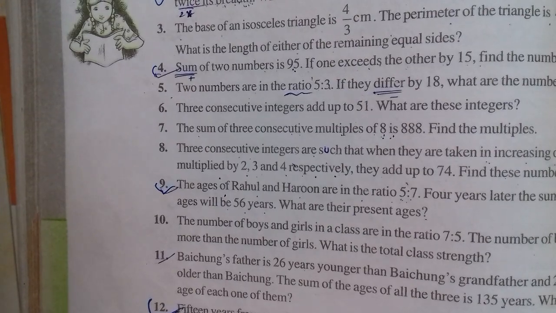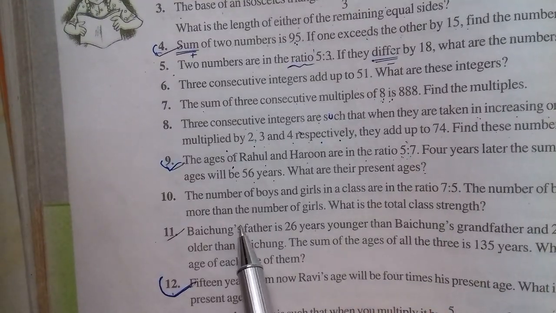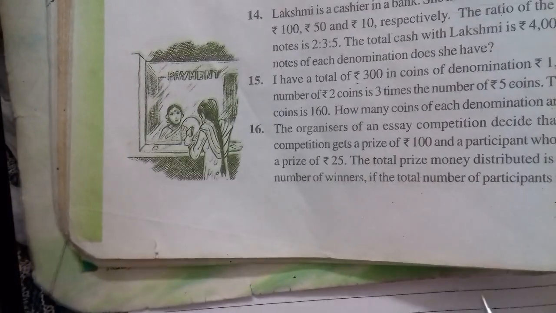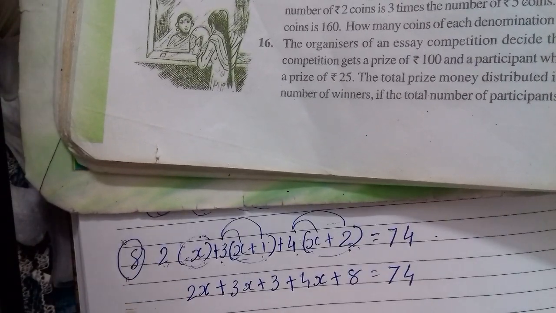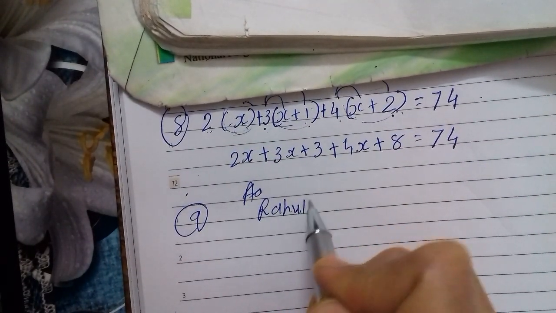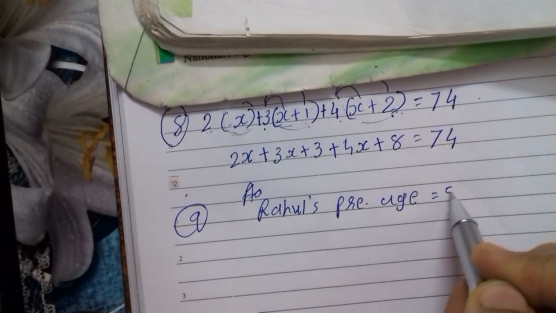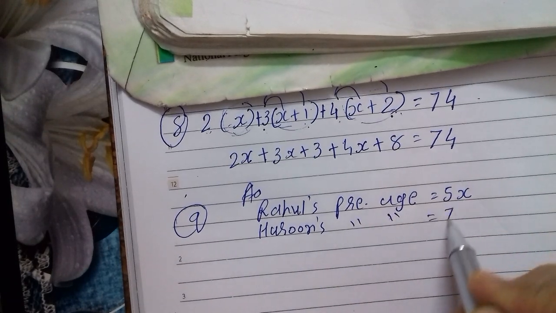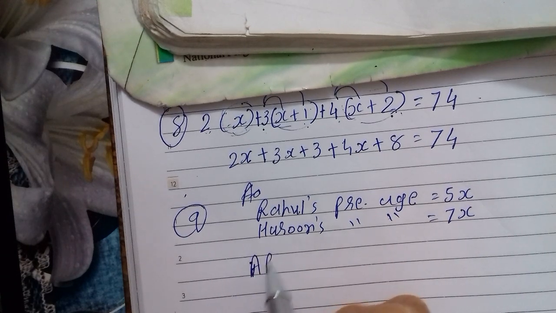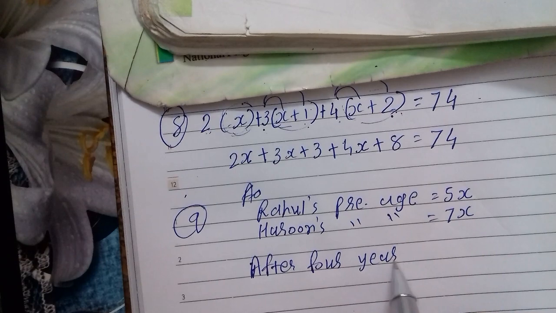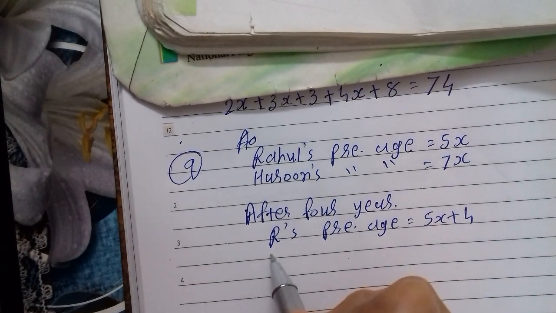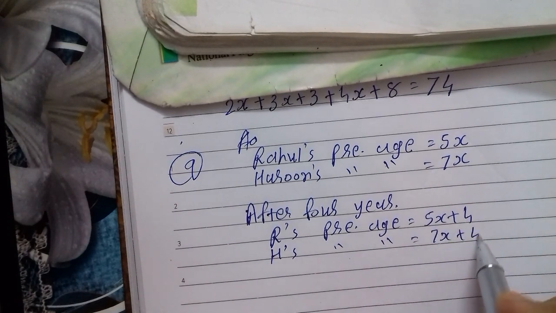That means Rahul's present age is 5x and Harun's present age is 7x, right? Then 4 years later, Rahul's age will be 5x plus 4 and Harun's age will be 7x plus 4.